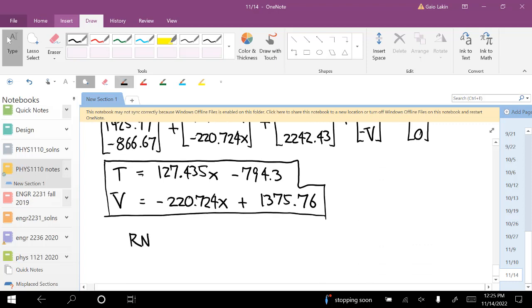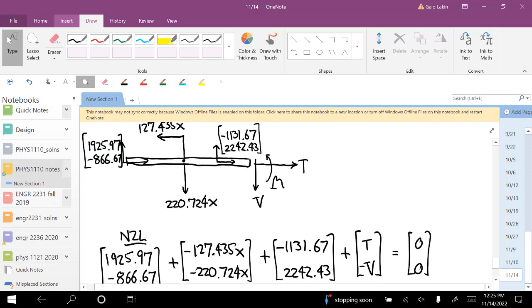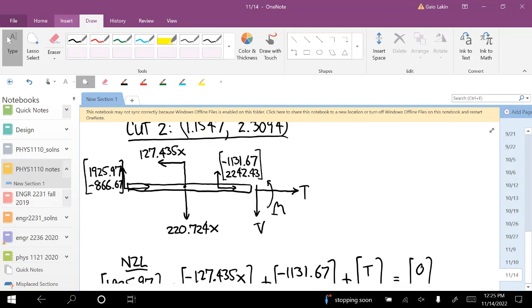And now the moment equation. The only things that produce moments are the vertical forces, and not the one at the left. So we have the 220 thing, we have the 2242 thing, we have M, and we have V.